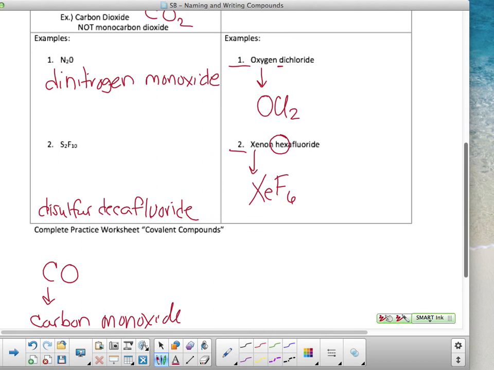So now you need to complete the practice worksheet, just the covalent bond section in the 4.2 packet, which will be for homework and needs to be turned in tomorrow at the beginning of class. Okay? So you need to work through those problems. Good luck!